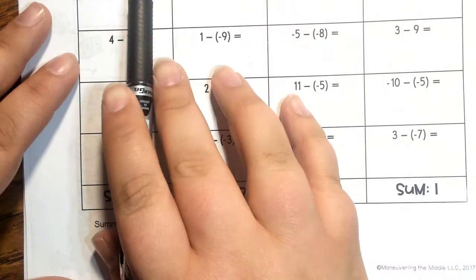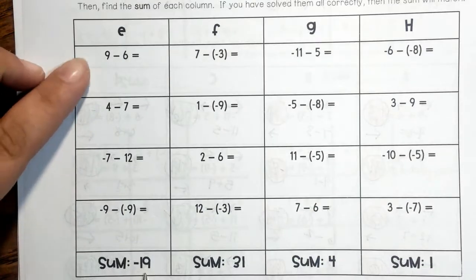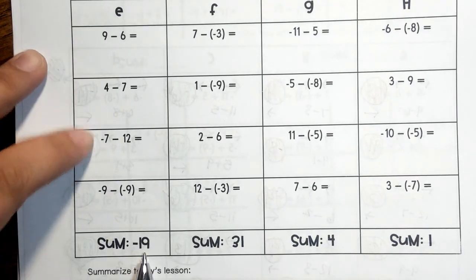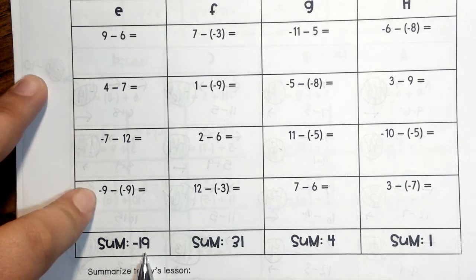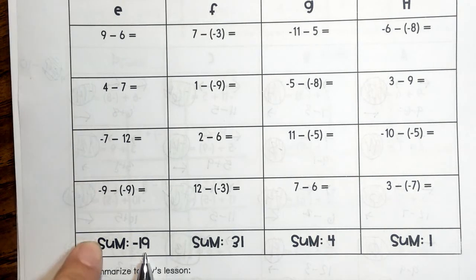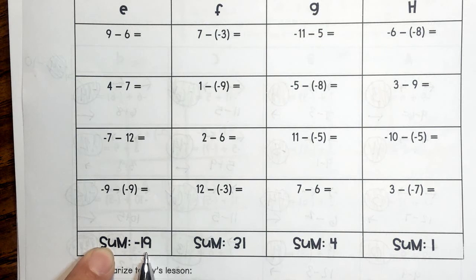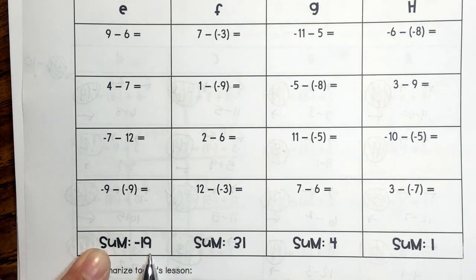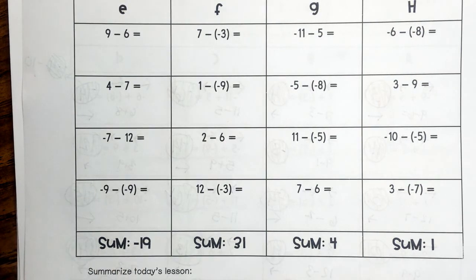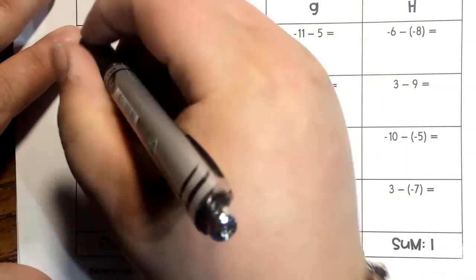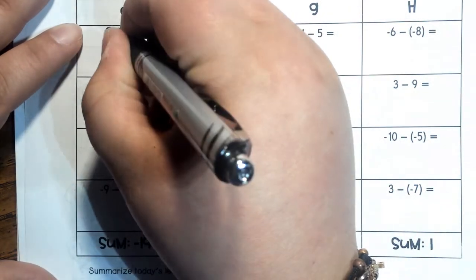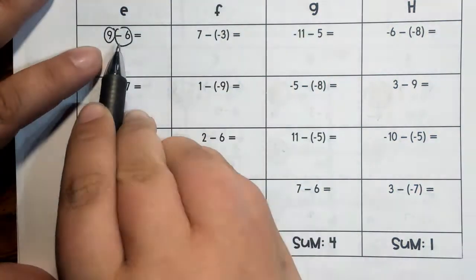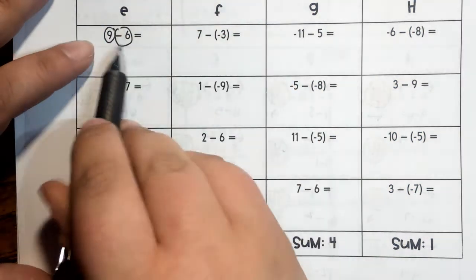Okay. So now we're looking at column E. We've got the problems 9 minus 6, 4 minus 7, negative 7 minus 12, and negative 9 minus negative 9. The final sum after we add up all of the differences that we get should be negative 19. So let's change this into an adding problem by circling all of the terms and the sign or signs in front of it. So we've got 9 and then a minus 6, which is really negative 6. So this is 9 plus negative 6.